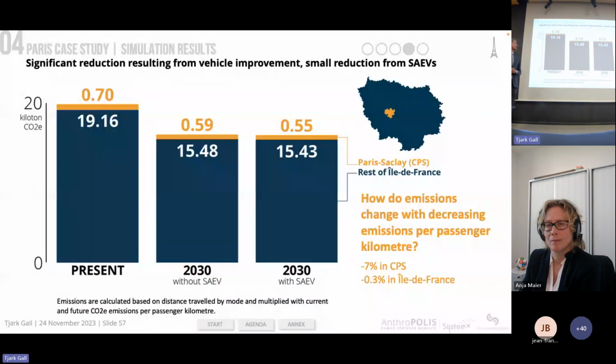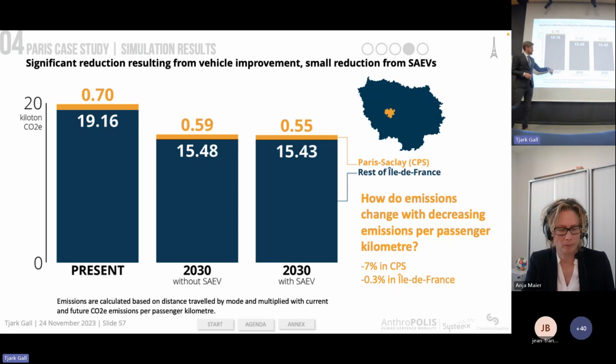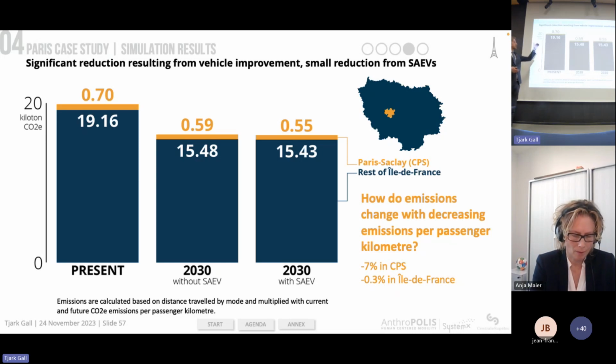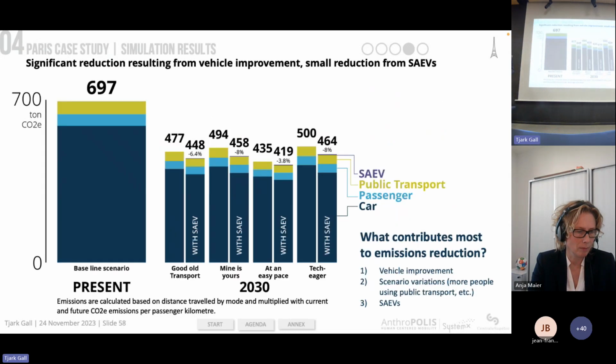I'm just going to show a few of the results. This is the CO2 equivalent emissions for all of Ile-de-France, in the darker blue, and Paris-Saclay in yellow. So we see there's a significant decrease from today until 2030 without the solution and with the solution. So there's a significant difference between today and the future, despite having more people and more cars. But that results because we assume that there's an improvement of the efficiency of vehicles. So there's a continuous improvement of the vehicle fleet. So the most significant decrease comes from there. Nevertheless, there is an impact inside our study area and at the larger Ile-de-France area.